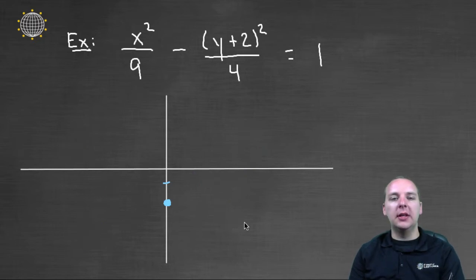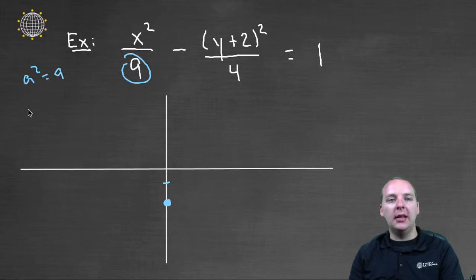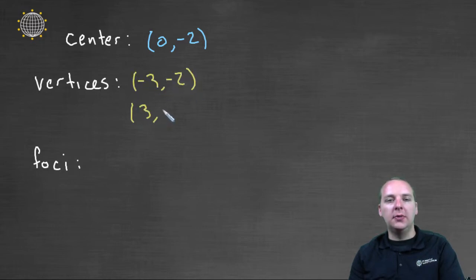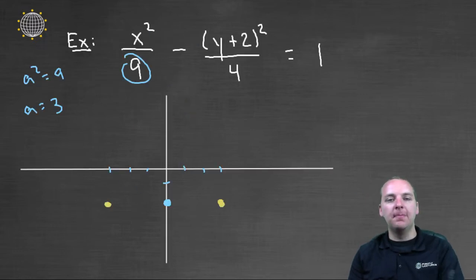Being that we know it opens left or right, let's look at the a value. If a squared equals 9, then a is equal to 3. So I'm going to go 1, 2, 3 units to the left and 1, 2, 3 units to the right, and these are going to be my vertices. Those points are (-3, -2) and (3, -2). Those would be the vertices. We'll find the foci in just a minute.